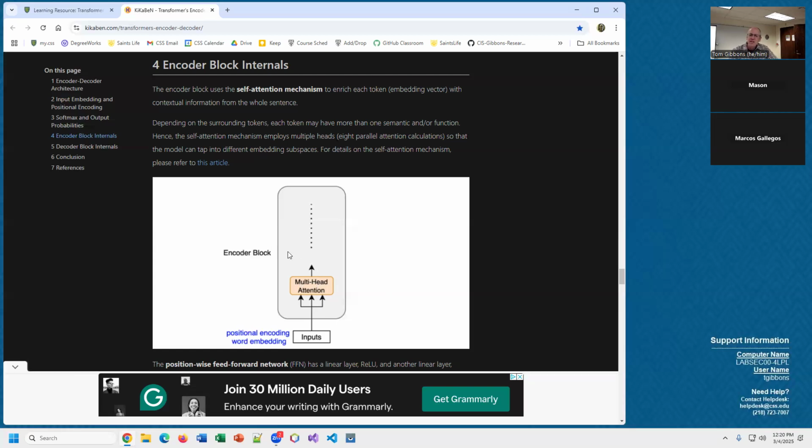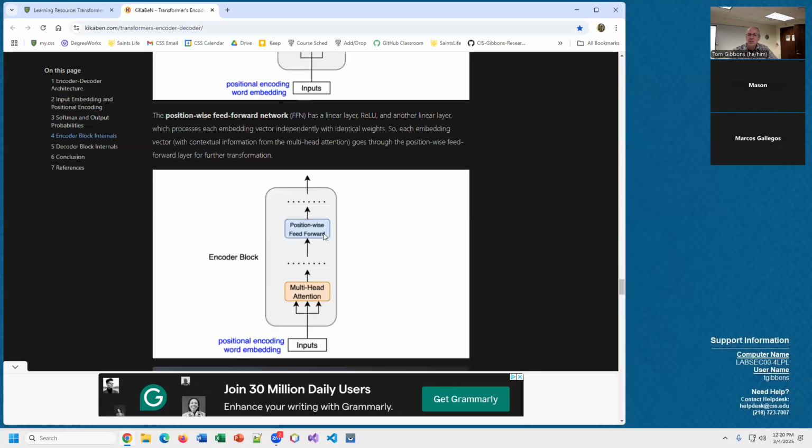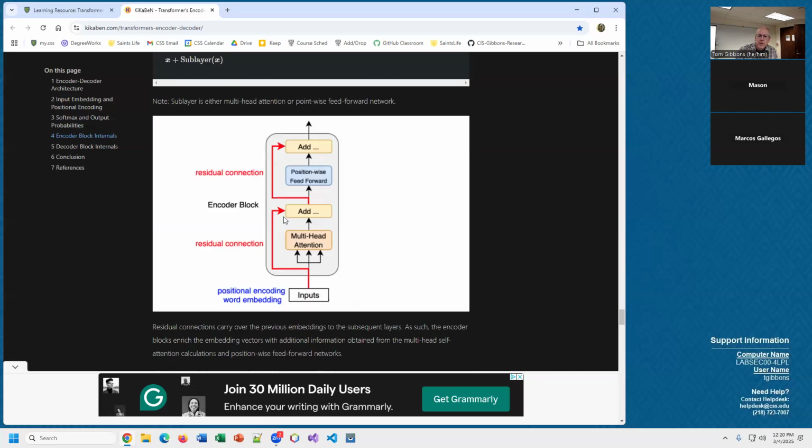And then that goes into just a traditional feed-forward network. Remember when we started neural networks weeks ago, we had feed-forward layers. So we're still using those in different spots in here. So, okay.